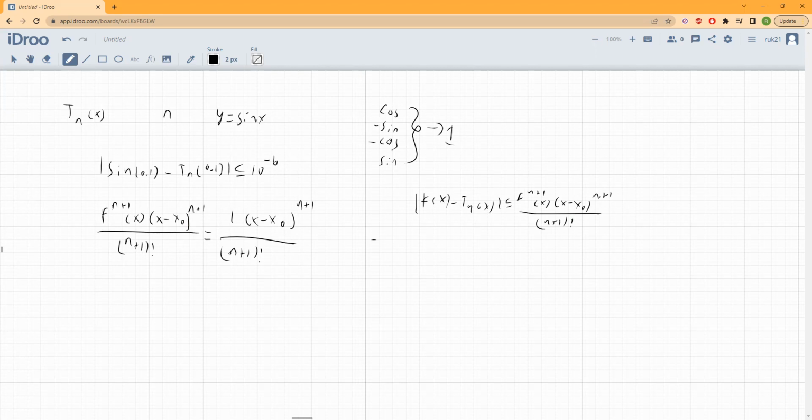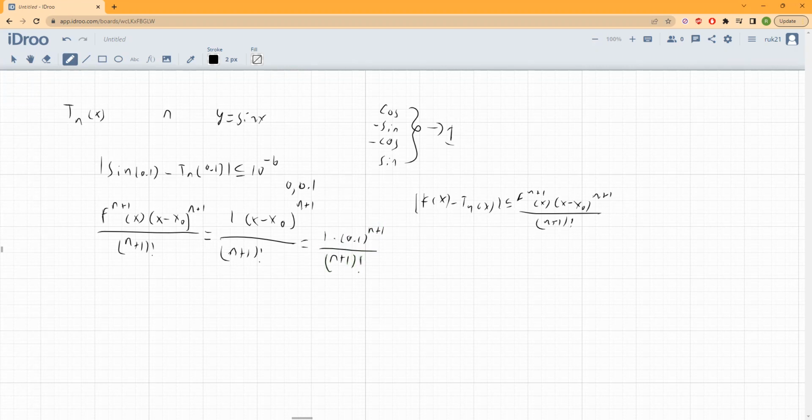So then our x_0 is 0, and our x, to maximize our value, and in this case our range, you can think of that as from 0 to 0.1. To maximize this bracket over here, you're basically going to be plugging in 0.1, and 0.1 minus 0 is 0.1. So then again, we can fill in another factor here, and we're going to get 1 times 0.1 to the power of n+1 over (n+1) factorial.